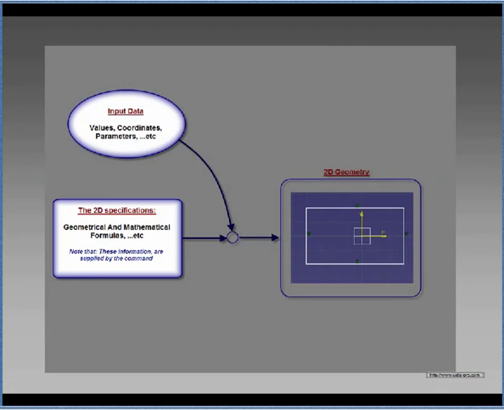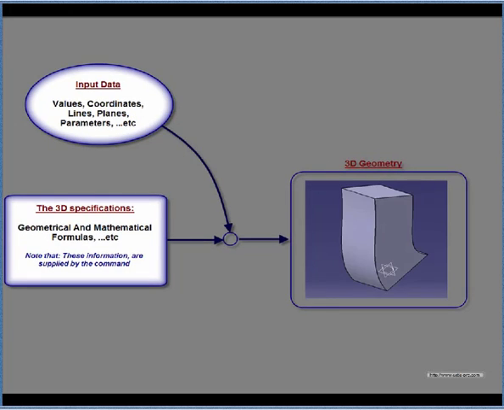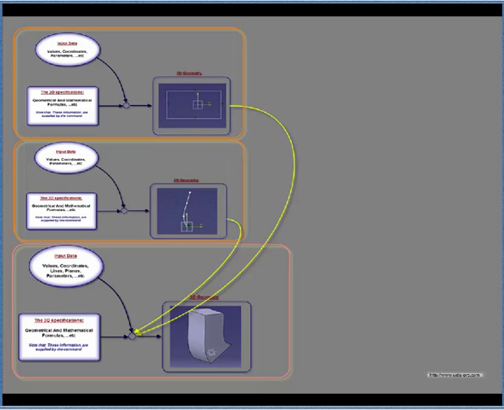Okay then, let's have a look at the data structure for the 2D elements. It consists of two portions: the 2D specifications, which are the mathematical and geometrical formulas, and the input data, like the values or coordinates that we supply. Such a data structure will be used for all 2D elements, like the spline. However, in the case of 3D geometries, in addition to the 3D specifications and the normal input values and parameters, 2D elements will be used as input as well.